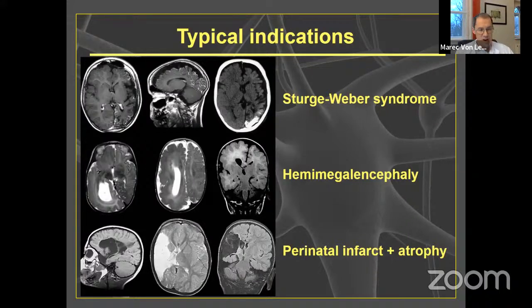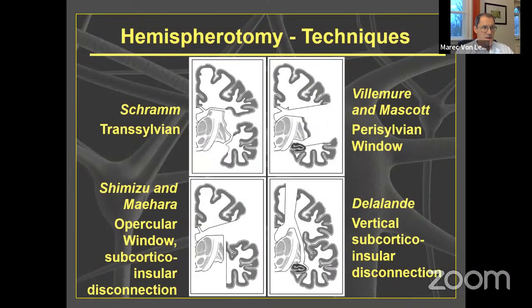There are some more, like Rasmussen's encephalitis and large dysplasias of one hemisphere, but mainly we have quite a circumscribed group of patients that we think about. So now we start talking about the techniques of doing hemispherotomy. Here are three typical lateral approaches doing the disconnection, and we hear about this technique, vertical hemispherotomy, later.